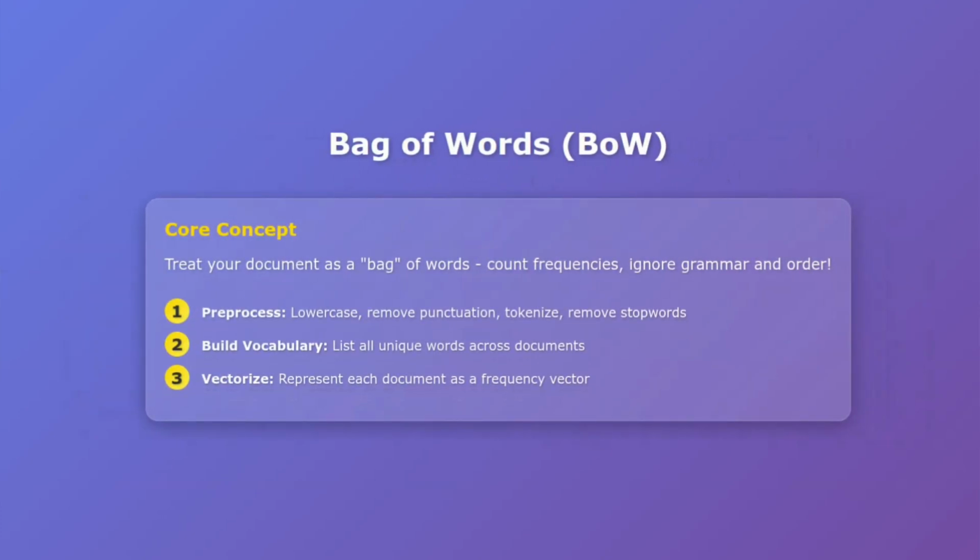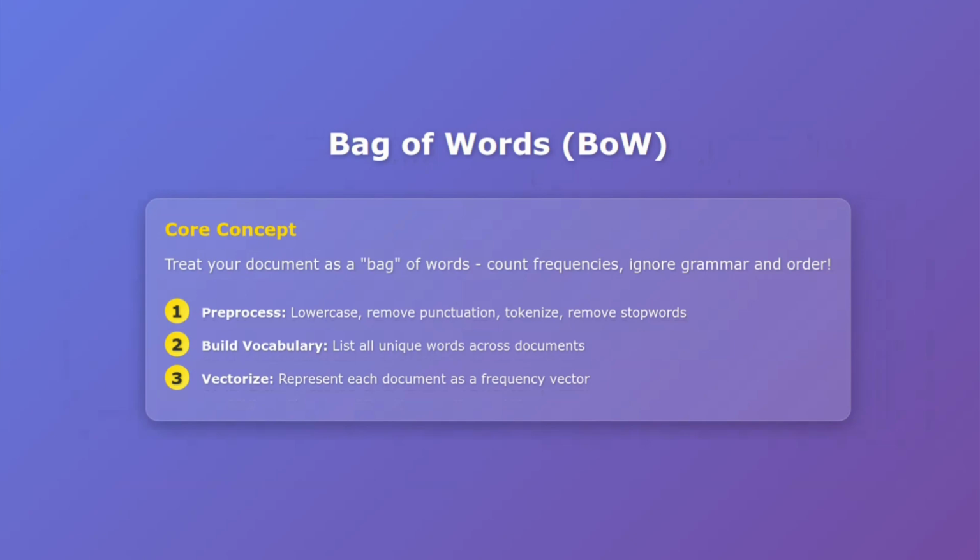Let's start with bag of words, or BOW for short. The core concept here is beautifully simple. Treat your document as a bag of words. Literally just toss all the words in, count how often each one appears, and completely ignore grammar and word order. The process has three main steps.